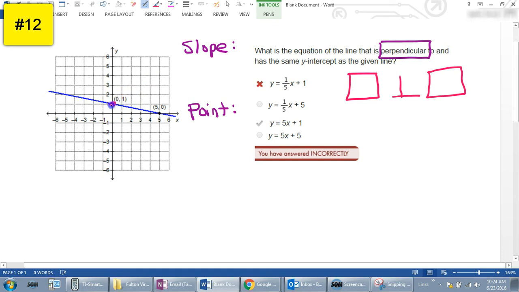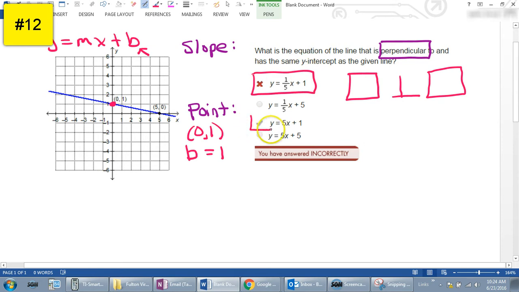We already have a point because they said it has the same y-intercept as the given line. So this is the y-intercept right here, 0, 1. So we have the point 0, 1. Not only that, because it's the y-intercept, when we talk about y equals mx plus b, it's specifically giving us the b, which makes it easier. So we know that b is 1, alright, which basically narrows it down to it has to be one of these. Okay, because these are the only ones who have that y-intercept, that b value of 1. So all we really need is the slope at this point.